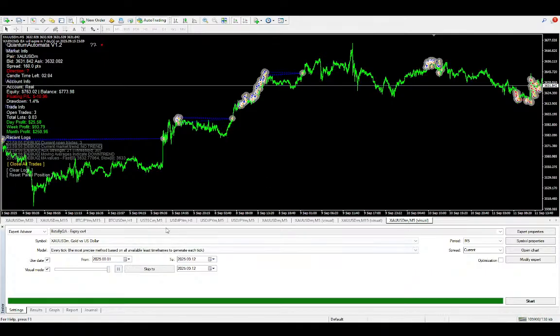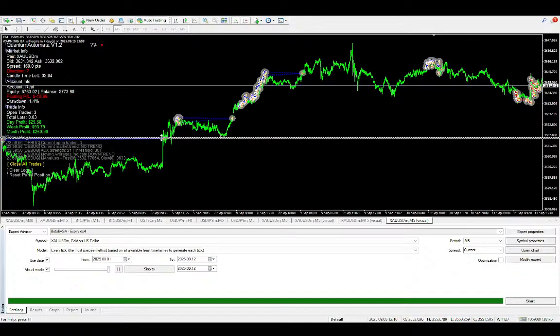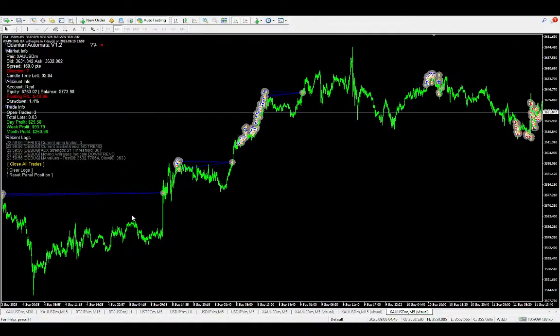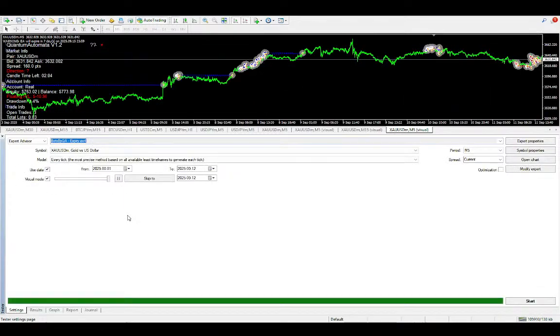I'm going to be back testing it based on the August data because this is how you back test. In your trading terminal, you go to View, and then you see Strategy Tester. When you click on Strategy Tester, or you hold Control and R, with that you can go to your settings.